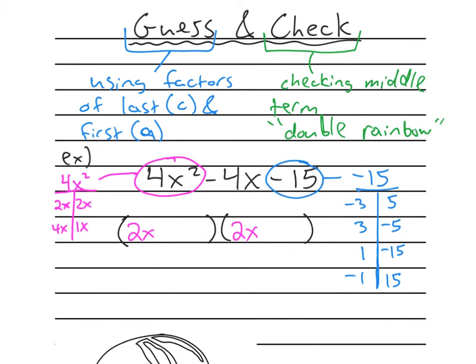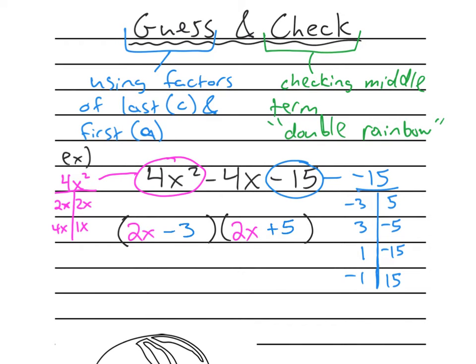All right, now we're going to play our guessing game with the factors of negative 15 over here. We're going to choose any pair from this list to put into our binomials, and then we're going to do our double rainbow check to see if we got the middle term correctly. Let's just go straight down the list here. Negative 3 and 5. So I'm going to put negative 3, so minus 3 on the first one, and then plus 5 in the second one.